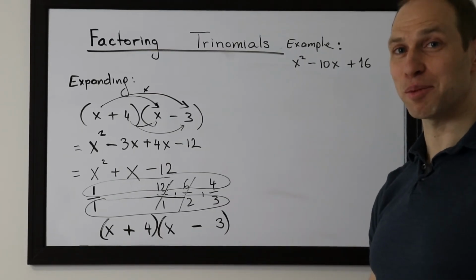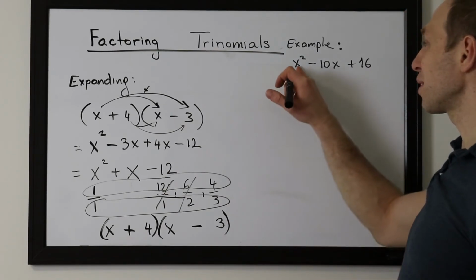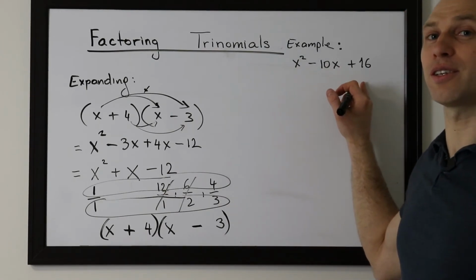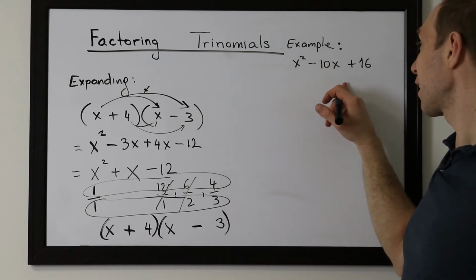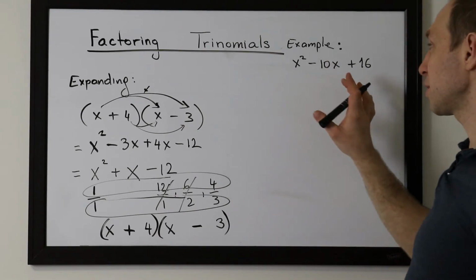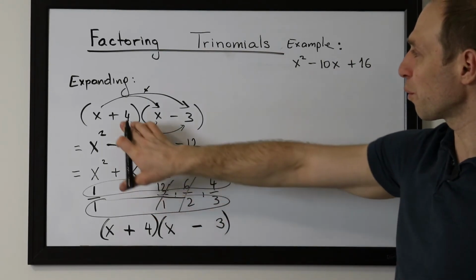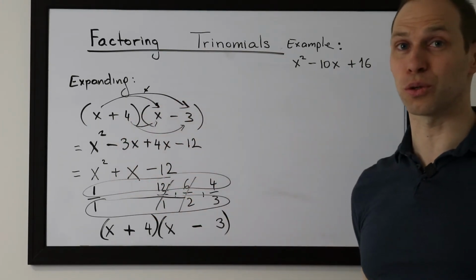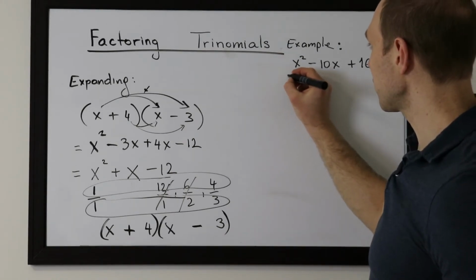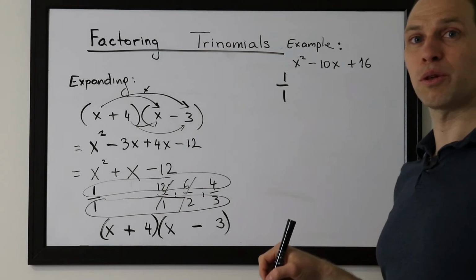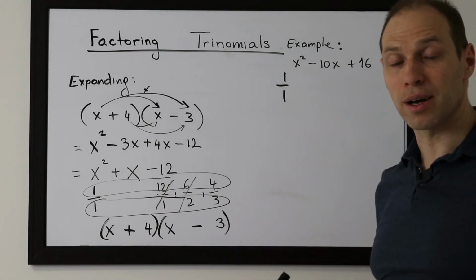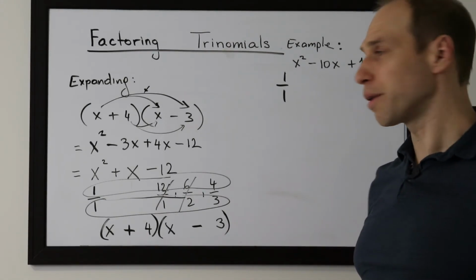For our next example, we're going to look at the trinomial that we had presented originally. In this case, we have x squared minus 10x plus 16. And the question is now, how do we factor this without already knowing what the answer is going to be? So once again, we're going to write down our numbers. There's the number 1 in front of x. So the only possibility of getting a 1 is by taking 1 and multiplying it by 1.